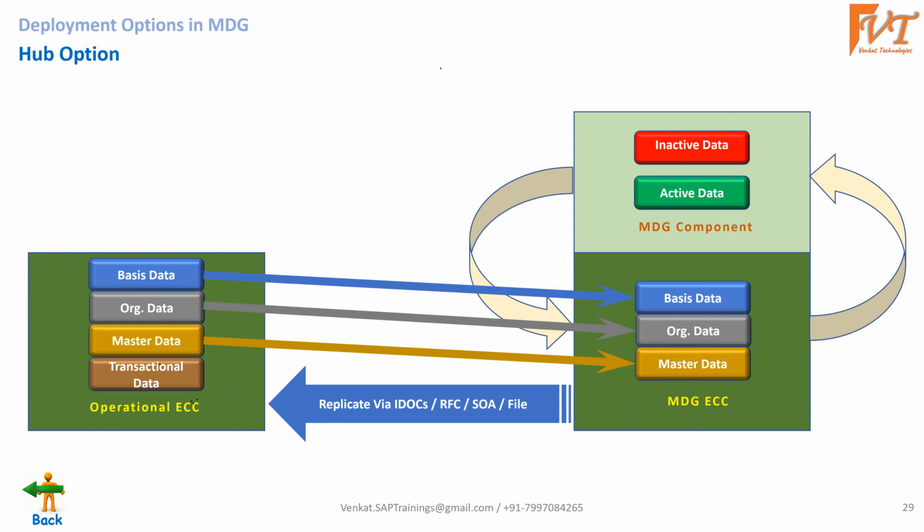So this hub option, is it mainly to reduce the system capacity, or some privacy for the transaction data? Is that the main reason, or is there any other? No, no, no.